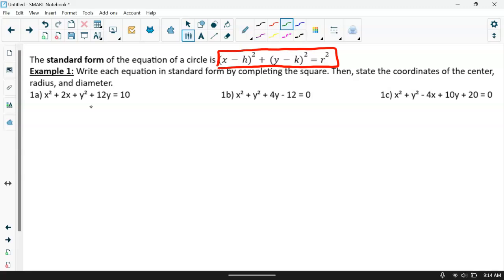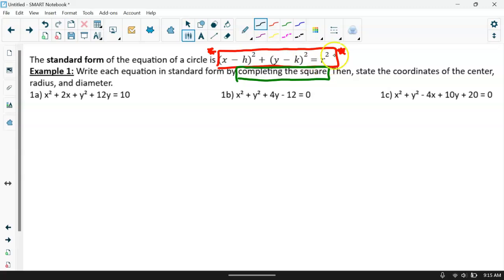Now, the only way that we're going to be able to do this is we're going to do that good old what's called completing the square. So I'm going to go through that reminder on how to use this method when factoring. Just remember, the end result is getting to our standard form so that we can identify the center, the radius, and the diameter. So the first thing we're going to do is let's go ahead.